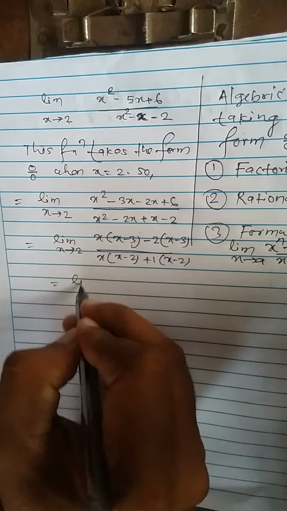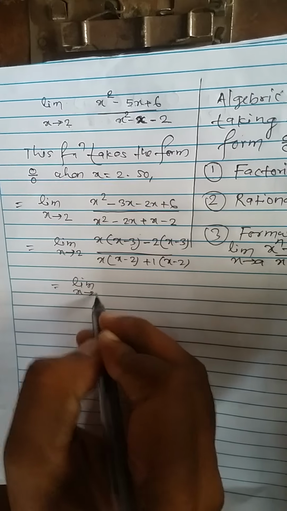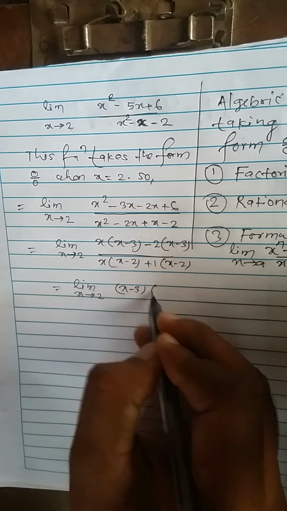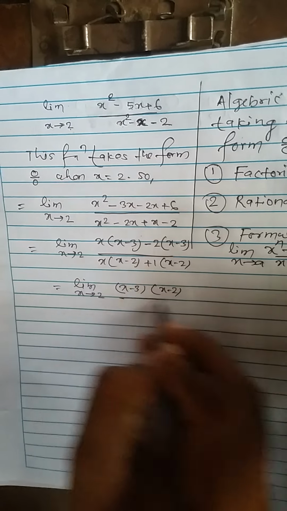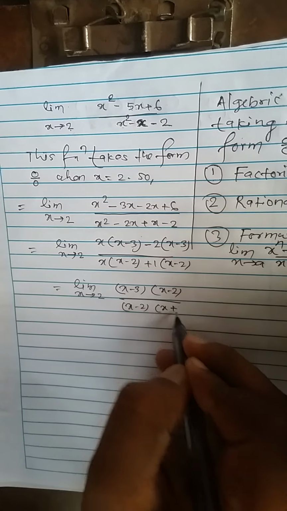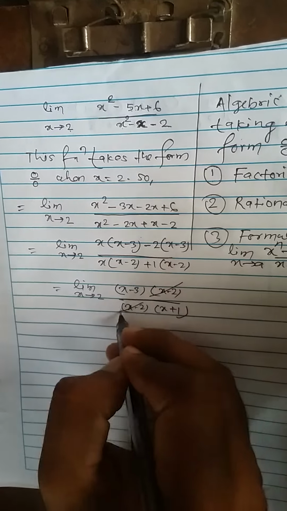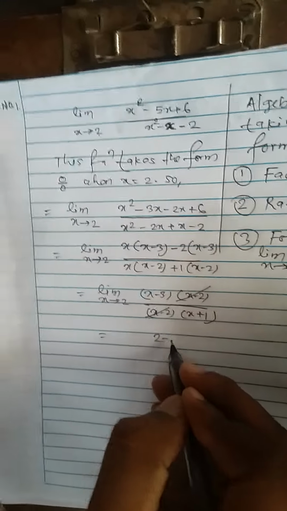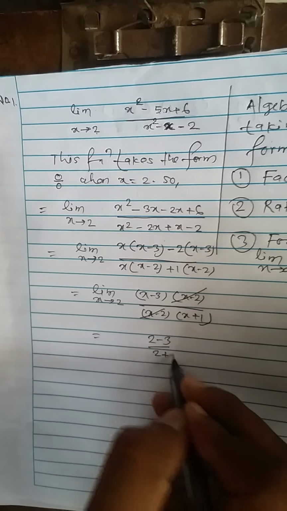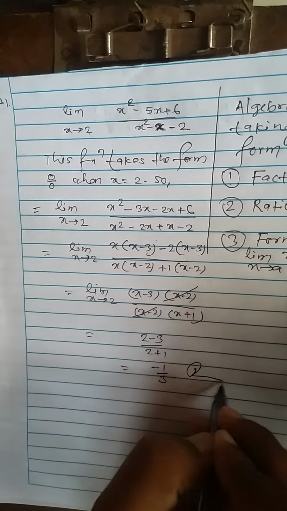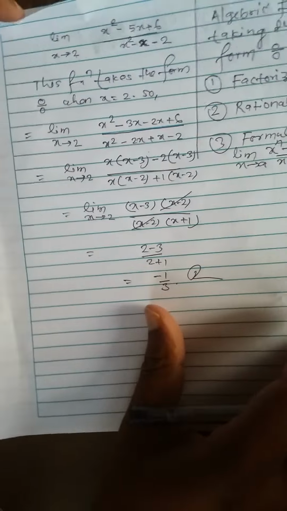Let us simplify. It becomes limit x approaches to 2. x minus 3 is taken common, you are left with x minus 2. Downward, x minus 2 is taken common, you are left with x plus 1. x minus 2 will cancel. Substitute x equal to 2 here, it becomes 2 minus 3 divided by 2 plus 1, and this is nothing other than minus 1 upon 3. That's the answer. Let us move to the second numerical.